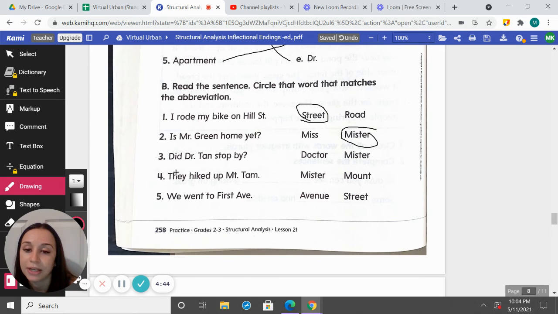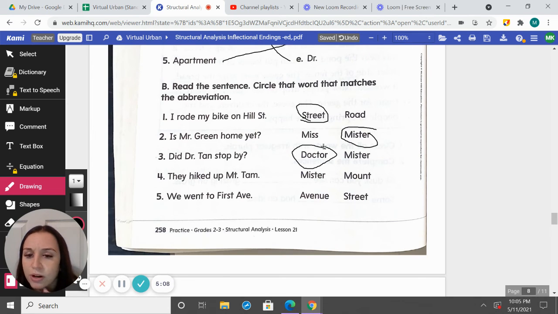Let's look at number 3. Did D-R period Tan stop by? We think that D-R period, what's that abbreviation for? Is it an abbreviation for doctor or Mr.? Go ahead and take your finger and circle. Doctor or Mr. Yeah, doctor. Did Dr. Tan stop by?